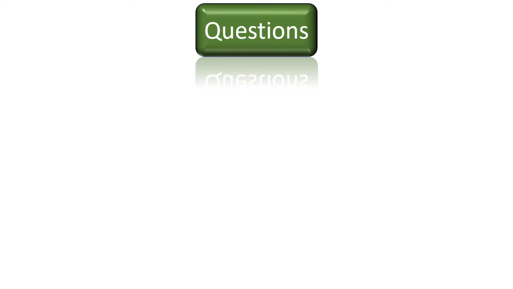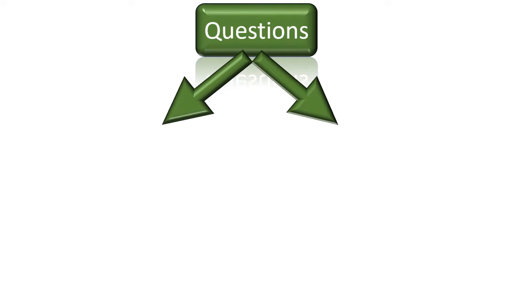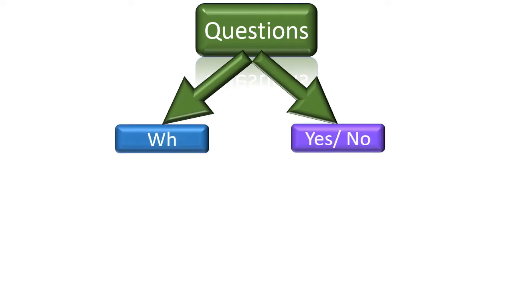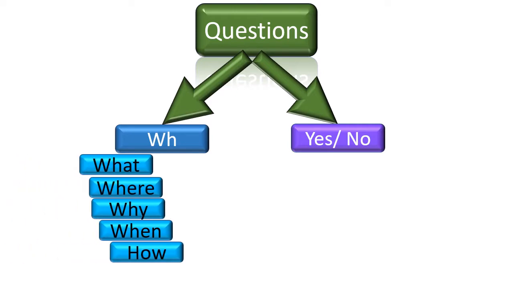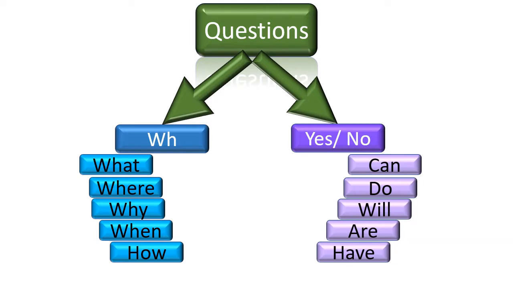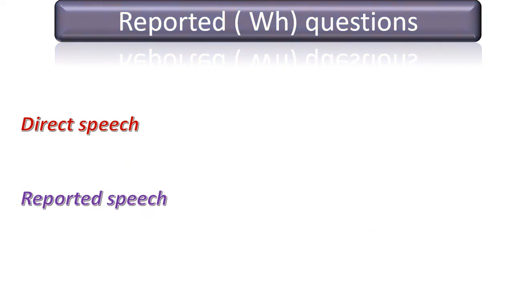But actually, not all questions are the same. In English, there are two types of questions: the WH questions and yes-no questions. WH questions are questions that begin with a WH word. The yes-no questions are questions that begin with a helping verb. The answer to these questions is either yes or no. Now let's see how to report a WH question.